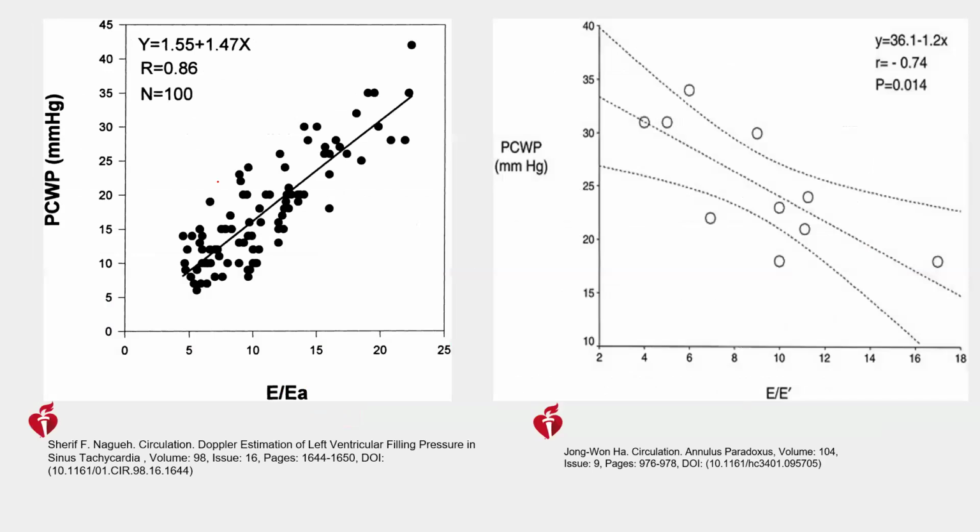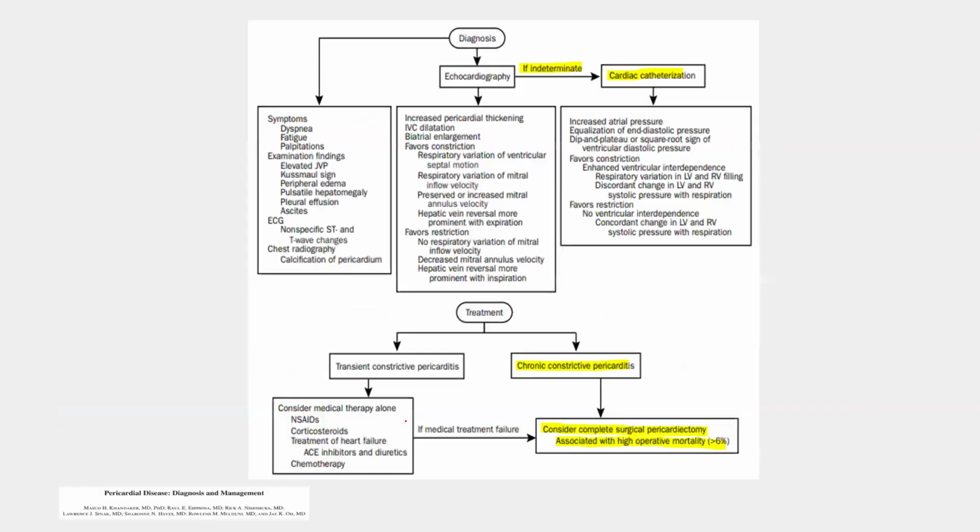يعني هنا مثلا يا شباب this is E over E prime and this is the capillary wedge pressure. As E over E prime ratio increases, that means the pulmonary capillary wedge pressure increases. أو العكس يعني. As the pulmonary capillary pressure increases, the E over E prime increases. لكن look at constriction, exactly the opposite. When the pulmonary capillary wedge pressure increases, the ratio decreases. This is called annulus paradoxus.